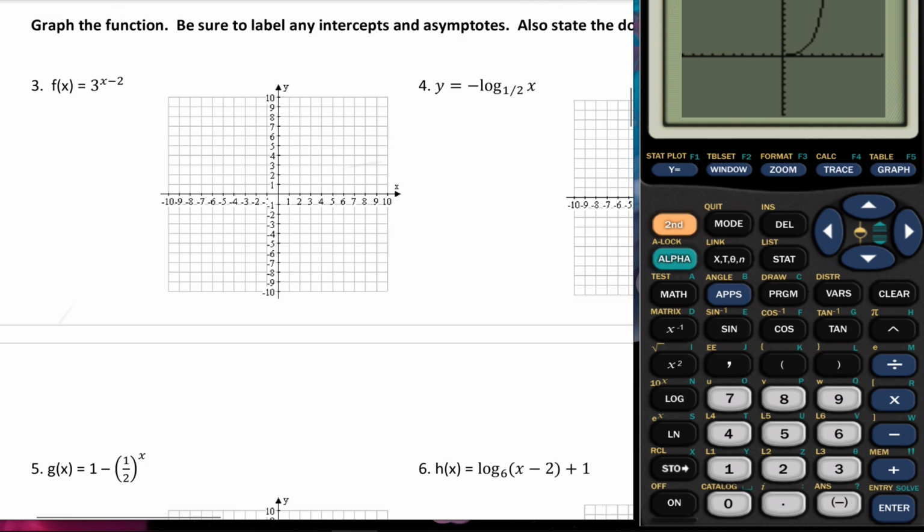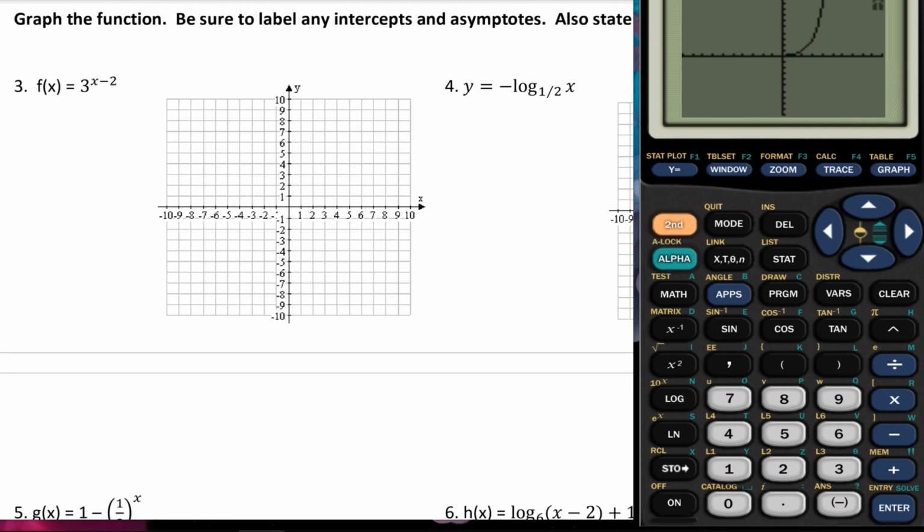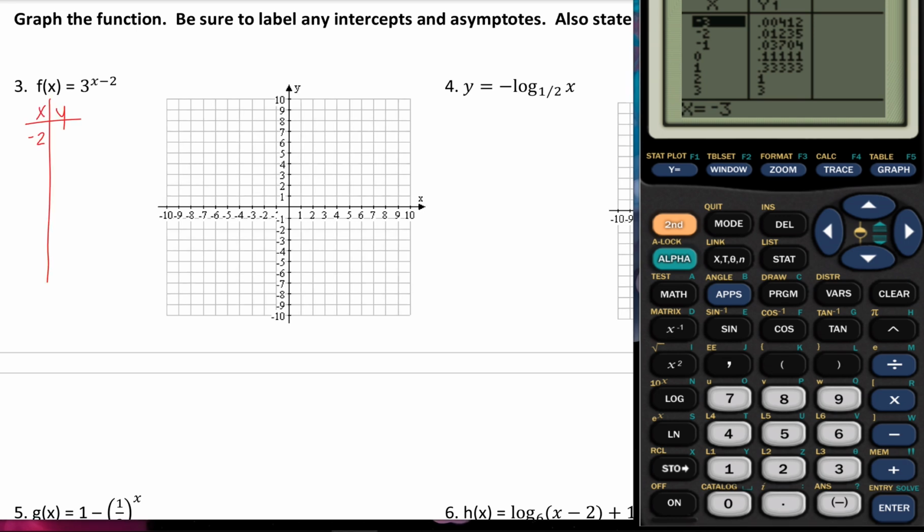And I'm going to look at the table. So second table, I have an idea of what it looks like, obviously. And I'm going to go up because I want some of the negative and I want some of the positive. So I'm going to do x and I'm going to do my y. And I like -2, -1, 0, 1, 2, and maybe 3 for good measure. So negative 2 is 0.01, negative 1, 0.04, 0.11, 0.33, and then 1, 3.